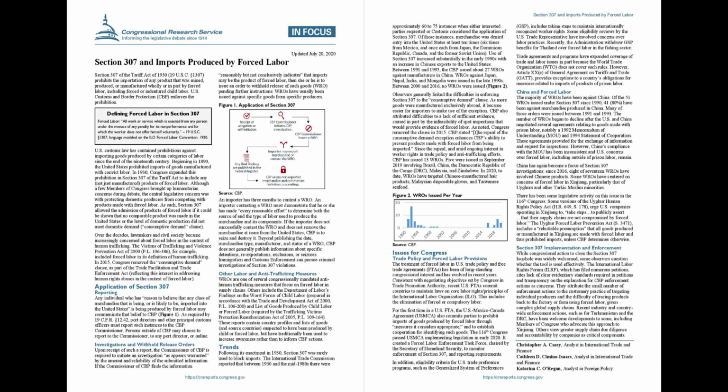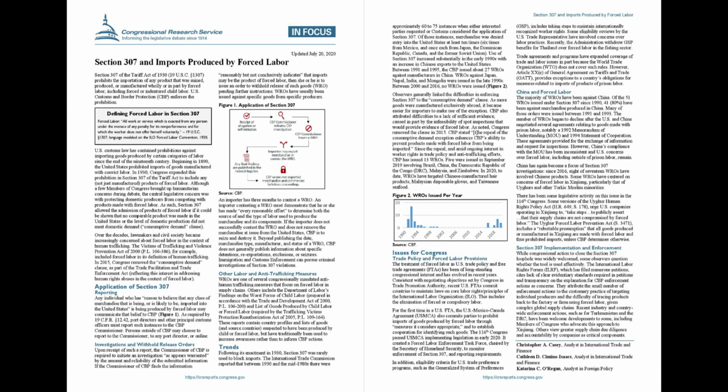Beyond publishing the date, merchandise type, manufacturer, and status of a WRO, CBP does not generally publish information about specific detentions, re-exportations, exclusions, or seizures. Immigration and Customs Enforcement can pursue criminal investigations of Section 307 violations.